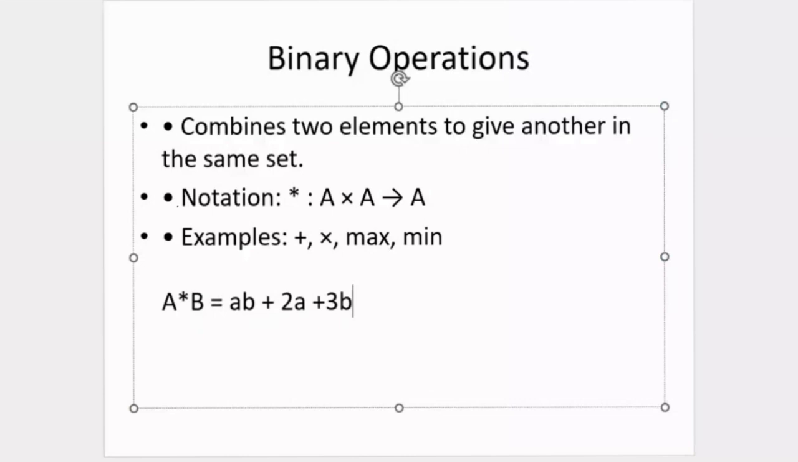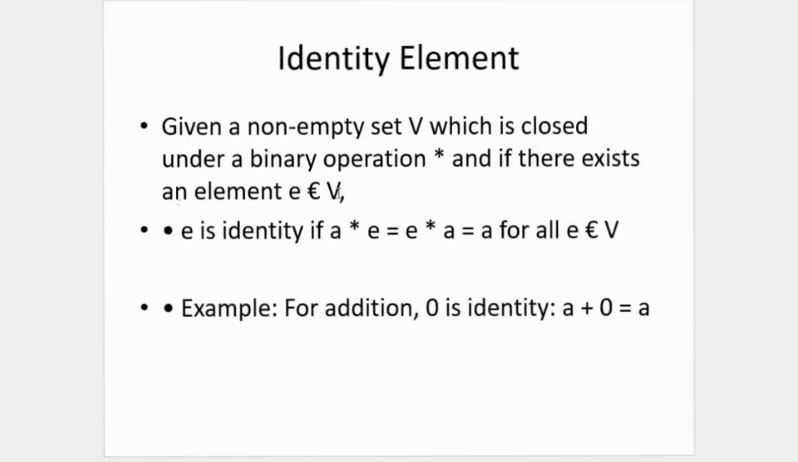So, in binary operations, we have three properties, right? And we're going to be looking at two very important ones, which are the identity element and inverse element. So, what's the identity element? Well, the identity element is defined given a non-empty set which is closed under a binary operation.